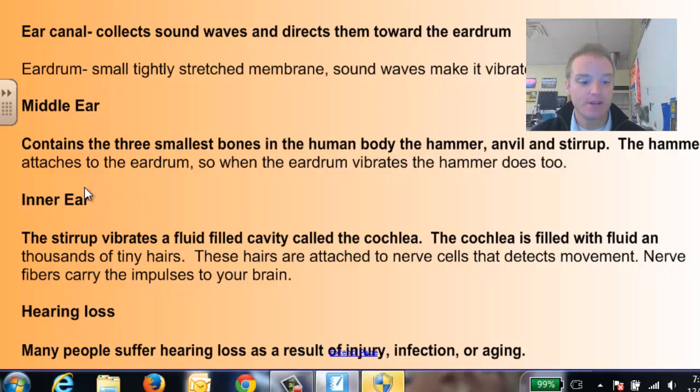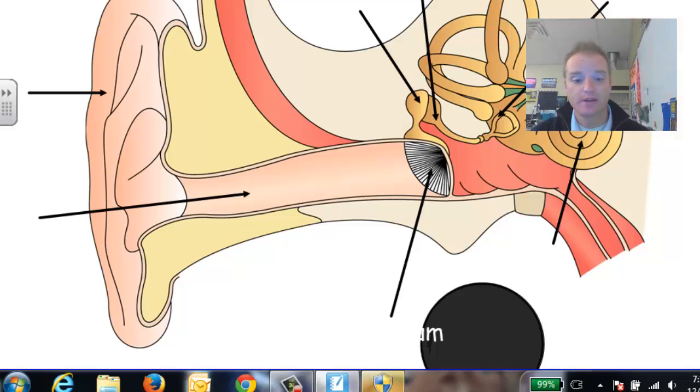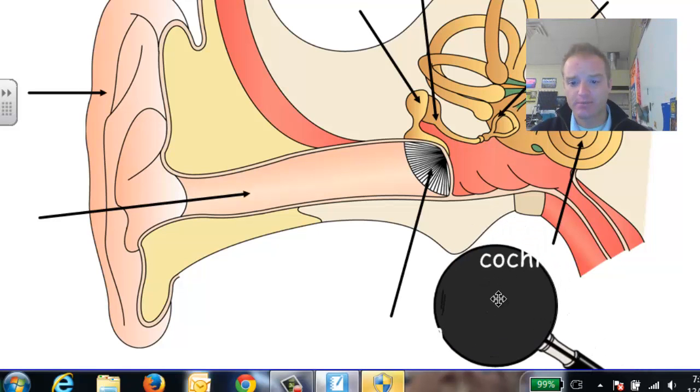So from there, guys, we go to the inner ear. This is where that stirrup, one of those tiny bones, vibrates next to a fluid-filled cavity called the cochlea. The cochlea is filled with fluid, and thousands of tiny hairs are attached to that fluid on the outside. These hairs are attached to nerve cells that detect these movements as the hairs wobble from the vibrations. And then these nerve fibers carry the impulses to your brain, which interprets them as sound, like my voice right now, my pleasant, pleasant voice, right? So this is the basics of how sound gets from out in the environment to your brain, and you interpret it.